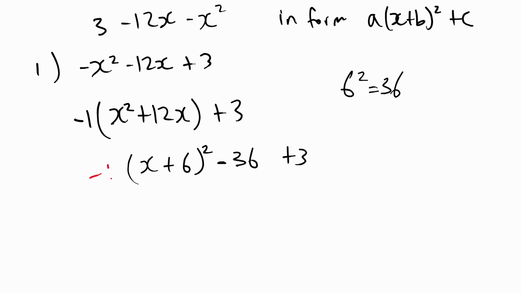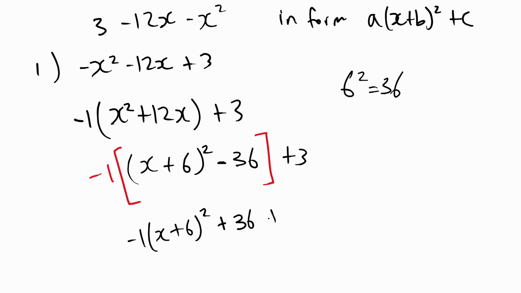So we're going to have minus 1 all multiplying into all the way up to here. So if we simplify that out, that's going to become minus 1 multiplied by x plus 6 squared. Minus 1 times minus 36. A negative and a negative is going to make a positive, so plus 36 plus 3. Now we can finally simplify our answer. Minus 1, the start stays the same, but 36 plus 3 will give us 39, and that will be our final answer. Let's take a look at one last example when the coefficient is a fraction.